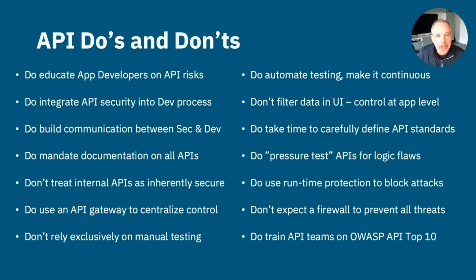Do use runtime protection to block well-known attacks. This is mandated in PCI and is a best practice, so use a web application firewall or other device to block volumetric attacks, injections, and others. But don't expect the firewall to prevent all threats. Some are going to get through, so make sure you're finding those vulnerabilities, especially logic vulnerabilities, through testing before production. And finally, do train your API teams on the OWASP API Security Top 10. This is the industry standard on API risks for a good reason, and you definitely want your developers to understand the threats.